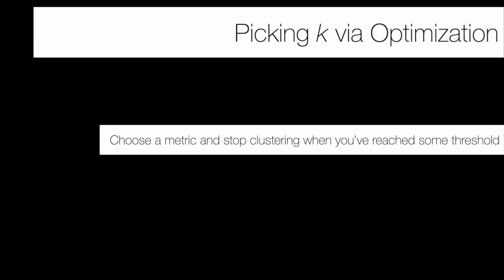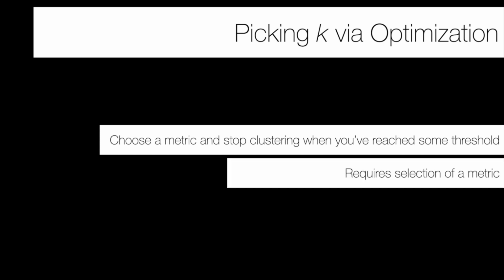So in the case of the pre-specified k, you have to pick k. In the case of optimization, where you allow the optimization to pick your k for you, you still have to choose some metric that you want to optimize for, whether that be modularity or some intercluster distance or something else. You have to choose that too.